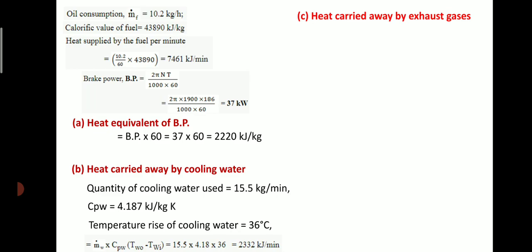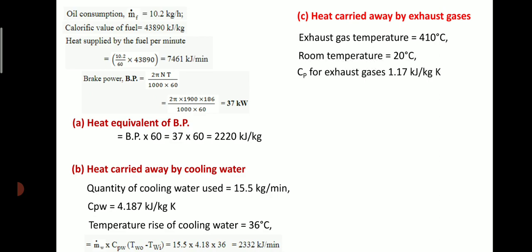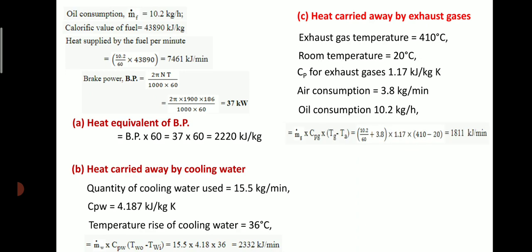The next calculation is heat carried away by the exhaust gas. The exhaust gas temperature is 410 degrees centigrade. Room temperature is 20 degrees centigrade. Then Cp for the exhaust gas is given in the problem as 1.17 kilojoule per kg K. Air consumption is 3.8 kg per minute. Oil consumption is 10.2 kg per hour. The formula we have to use is mass of the gas multiplied by specific heat of the gas multiplied by rise in temperature of the gas.